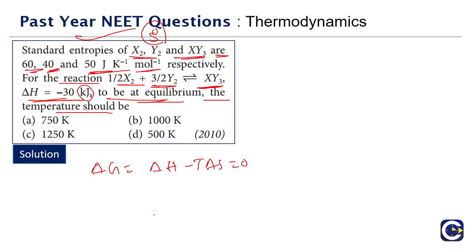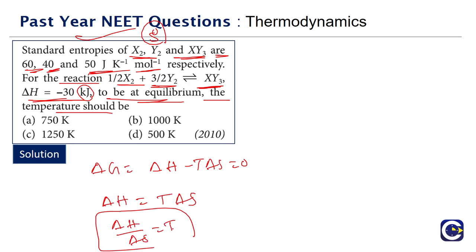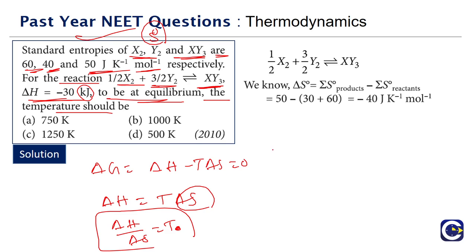Delta G negative means spontaneous, delta G positive means non-spontaneous. So delta H should be equal to T delta S, which means delta H by delta S should be equal to the temperature at equilibrium. Delta H we know: minus 30 kilojoules. But we require delta S. How do you find the delta S? Because the reaction is given. What is the reaction?